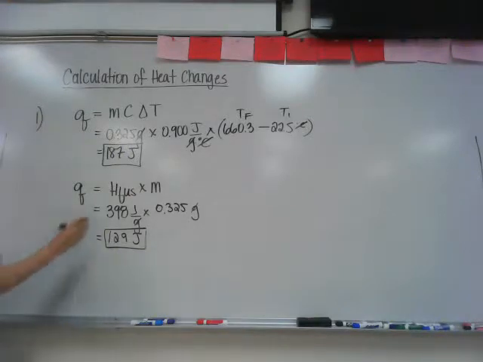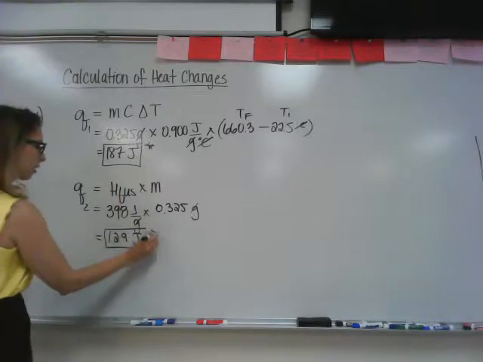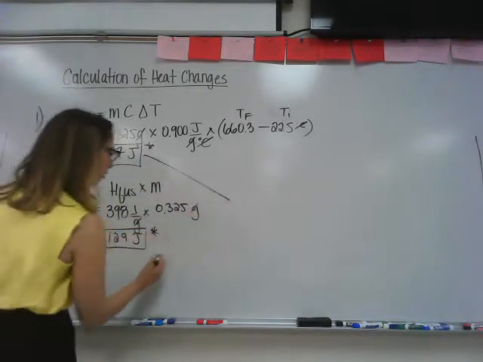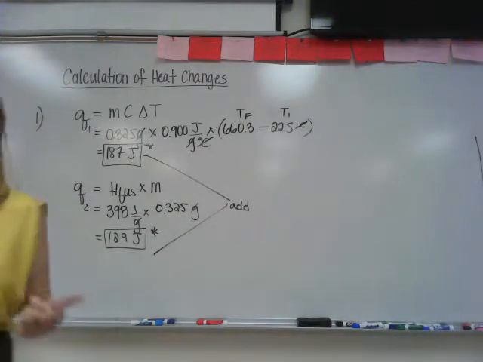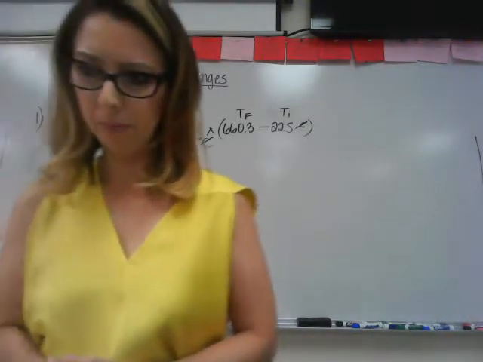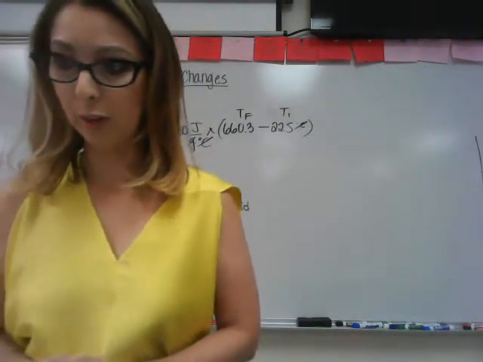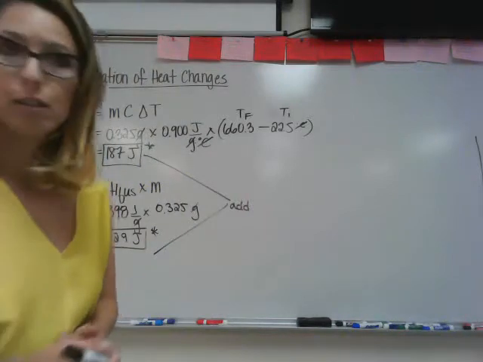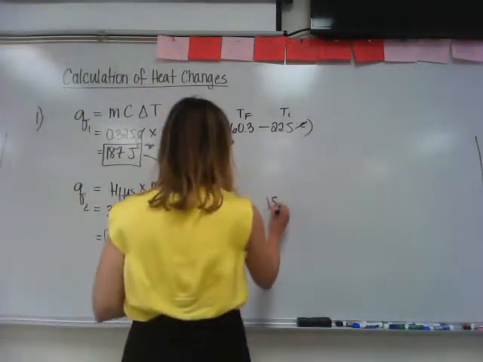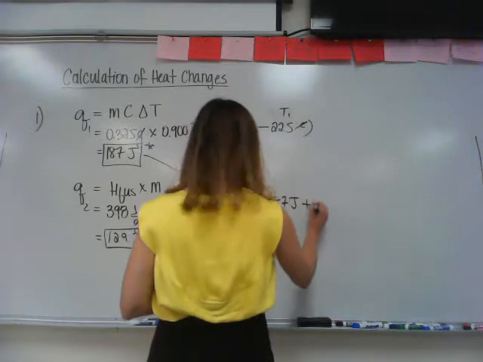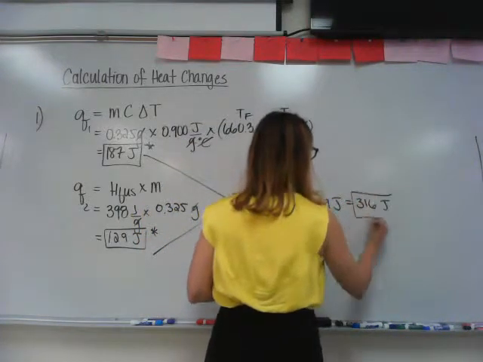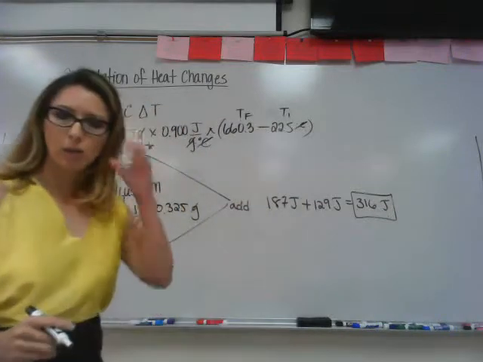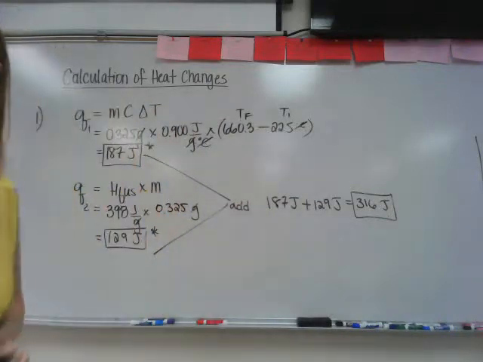Okay. So what you have to do is add Q1 and Q2 together. And that's how you're going to get the overall heat required. I got 316 when I added those two together. Okay? Okay, so that was the first problem.